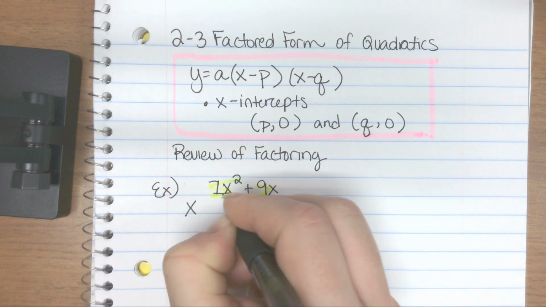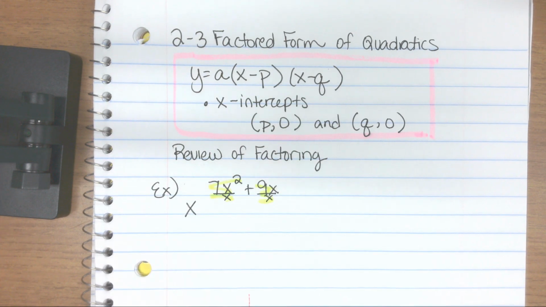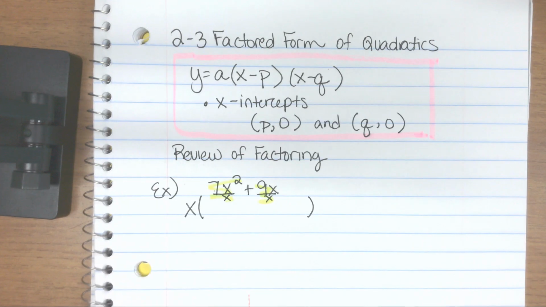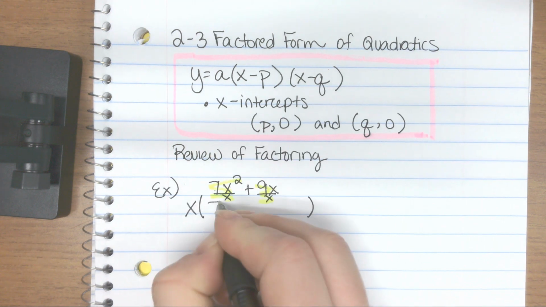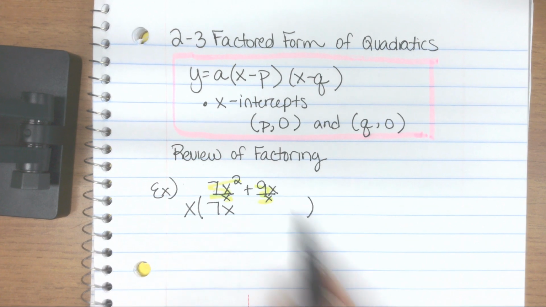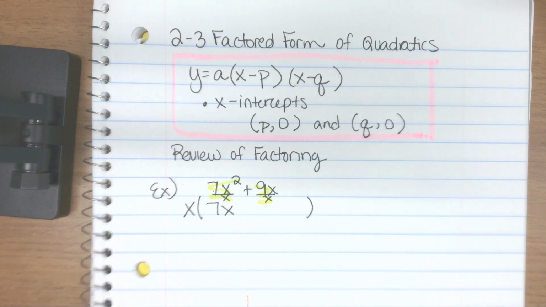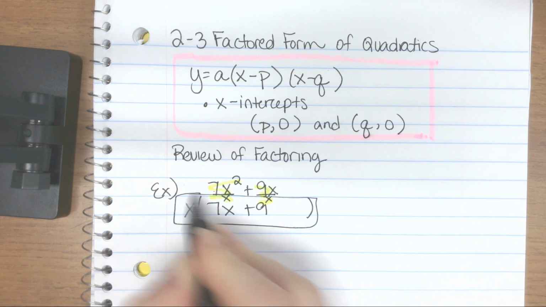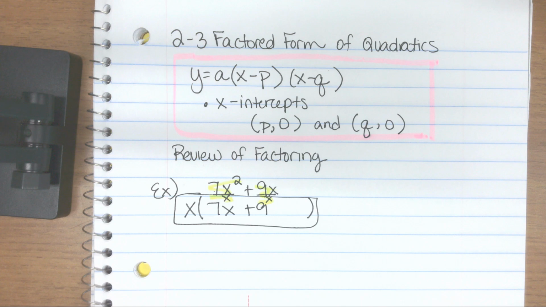Really, what we're doing is dividing both things by x. So what's left? What happens when you take 7x squared divided by x? 7x. What about when you take 9x divided by x? What's left? Yep, so this factors into x parentheses 7x plus 9. That's common factoring. You always want to check if something has a GCF first. That's always your first step.